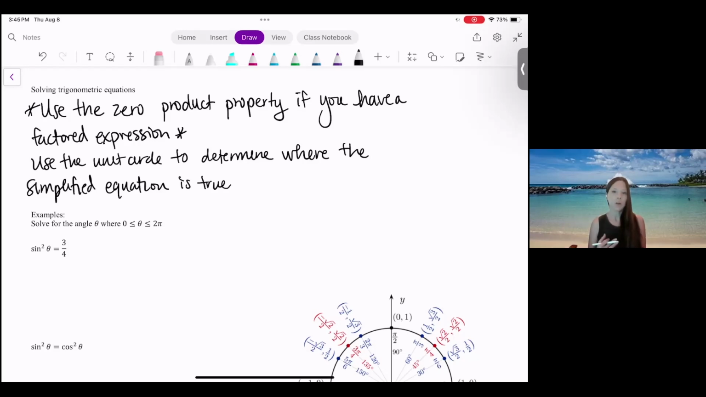We are going to use a zero product property whenever we have a factored expression in the equation. And we're going to use the unit circle to determine where the simplified equation is true. So we might need to simplify down, which we will do in a few. The first problem that we have will not need to be simplified. We'll just need to get a single sine rather than a sine squared. So whenever you have powers, obviously you're going to use roots to get down to a single power.